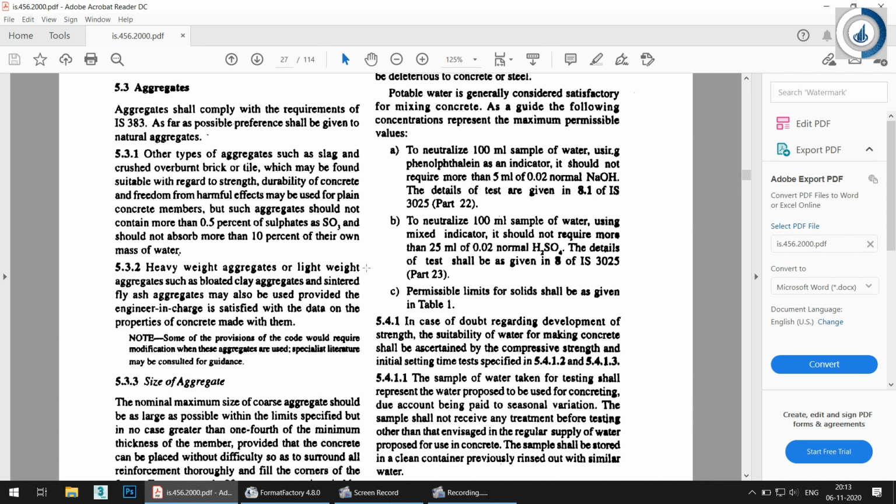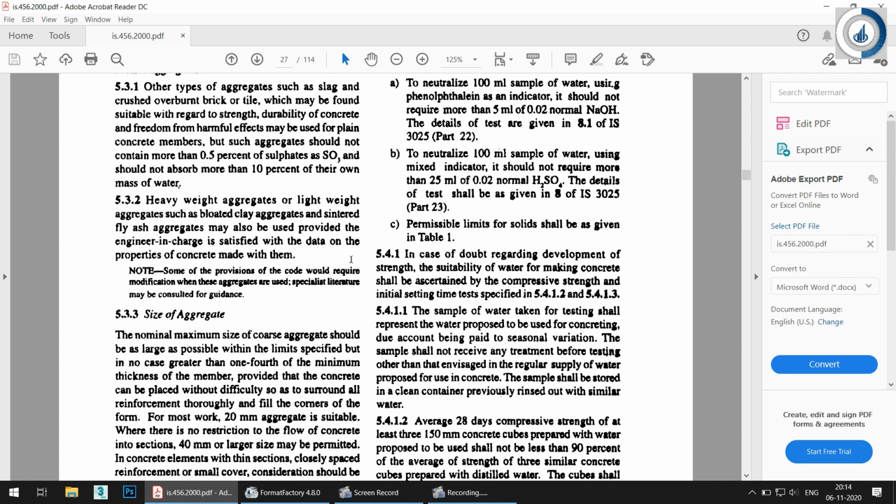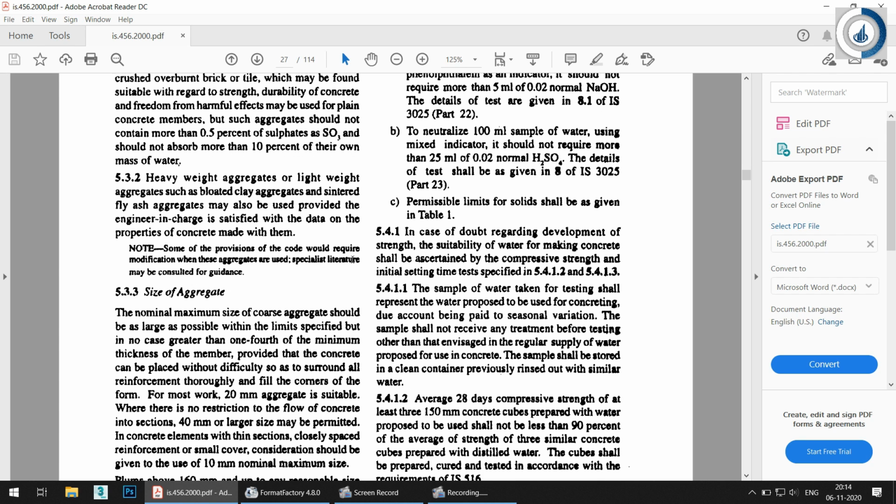Then 5.4.1, in case of doubt regarding the development of strength, the suitability of water for making concrete shall be ascertained by the compressive strength and initial setting time tests, which are specified in the next points. The sample of water taken for testing shall represent the water proposed to be used for concreting. So it is not like the water you are testing is not used for actual making of concrete. Whatever water you are using should be tested, and the same water should be used for concreting purpose. That is the meaning of the 5.4.1 paragraph.